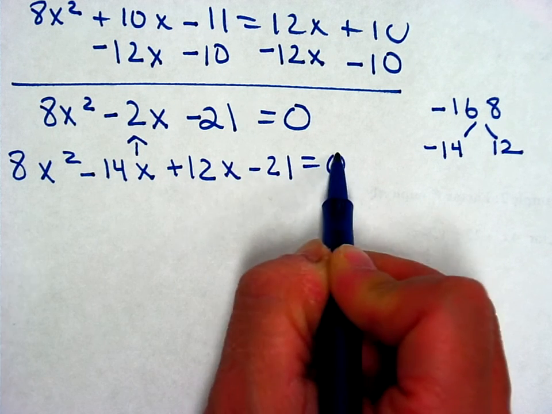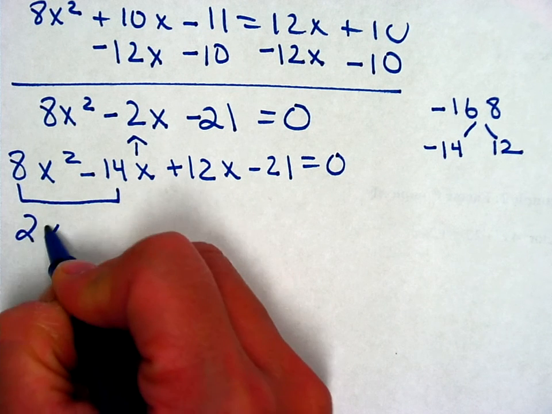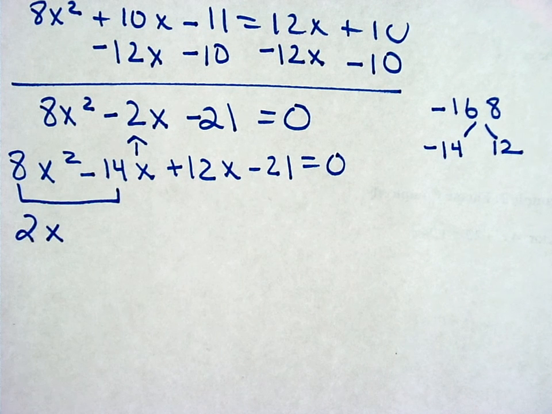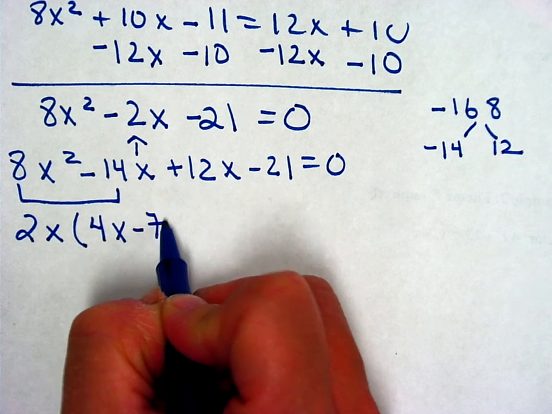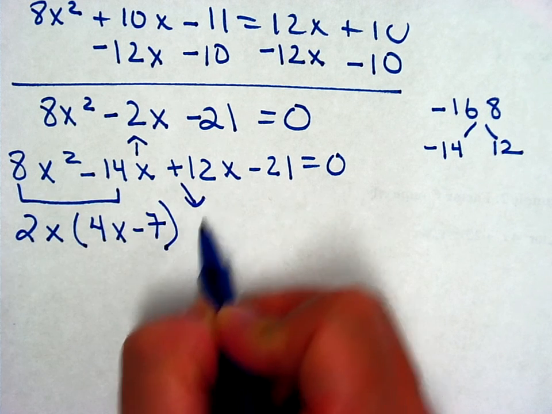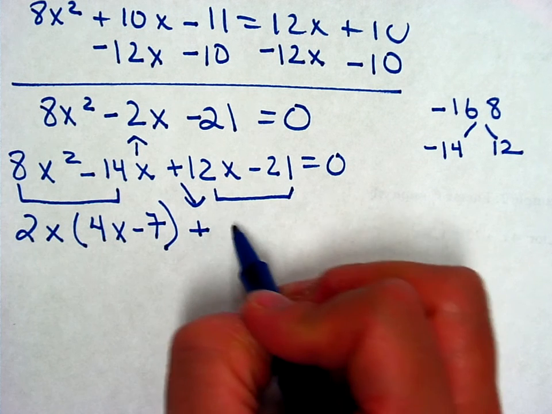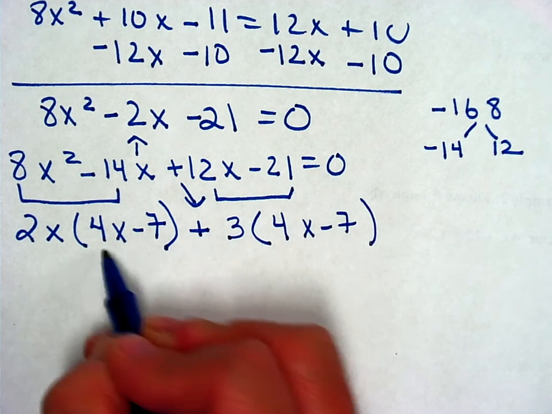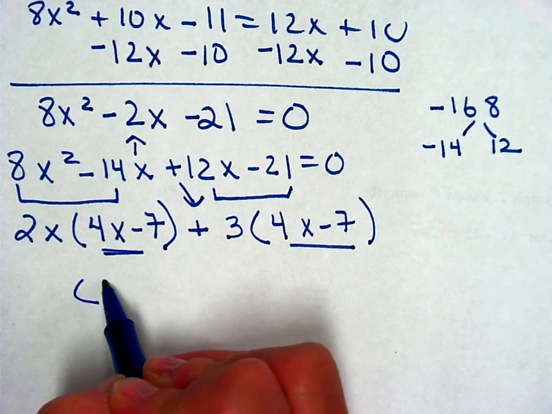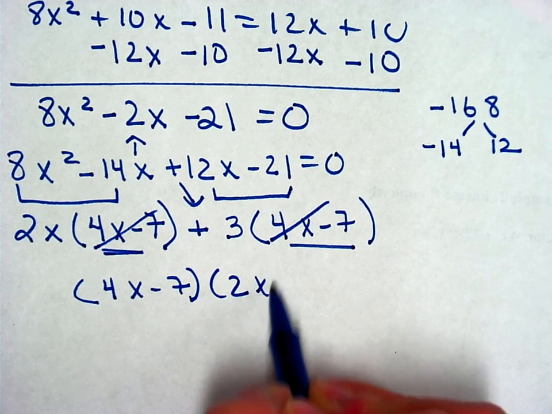And then we take 2 at a time. The biggest number I can divide out of 8 and 14 is a 2. I also notice both of them have an x. That's my greatest common factor. That leaves me with a 4x minus 7. Bring down the next sign, which is a plus sign. The biggest number I can divide out of 12 and 21 is a 3. That also leaves me with 4x minus 7, which is what I'm looking for. So your factored form is 4x minus 7, and then 2x plus 3 is the other factor.